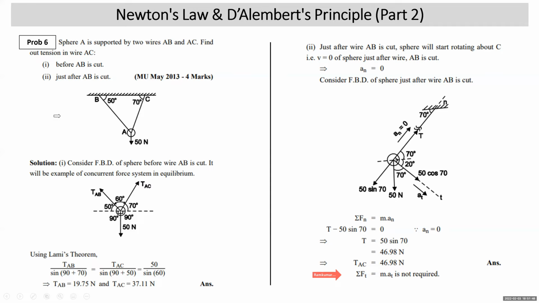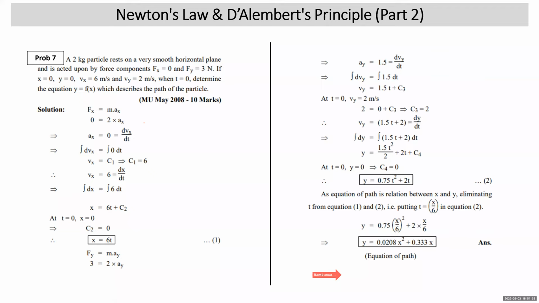Okay, let's move to the next sum. A 2 kg particle rests on a very smooth horizontal plane and is acted upon by the force components Fx is 0 and Fy is 3t. If x is 0, y is 0, Vx is 6 meter per second, Vy is 2 meter per second when t is equal to 0, determine the equation y is equal to f of x, which describes the path of the particle.